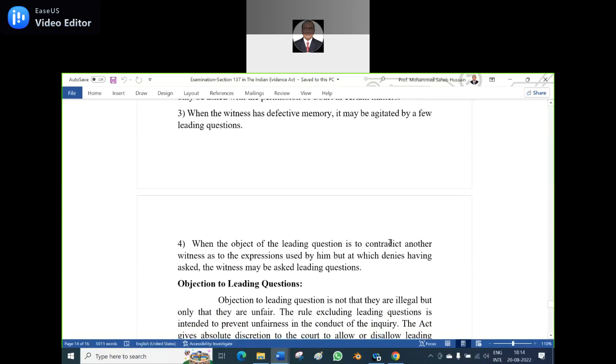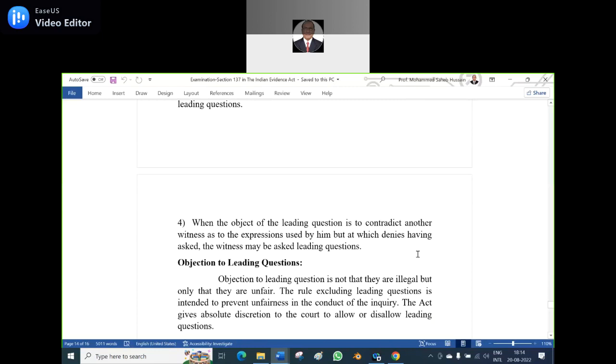Fourth, when the object of the leading question is to contradict another witness as to the expression used by him, which he denies having used, the witness may be asked a leading question. So if another witness is giving a statement contradictory to the earlier statement, at that time they will ask leading questions.